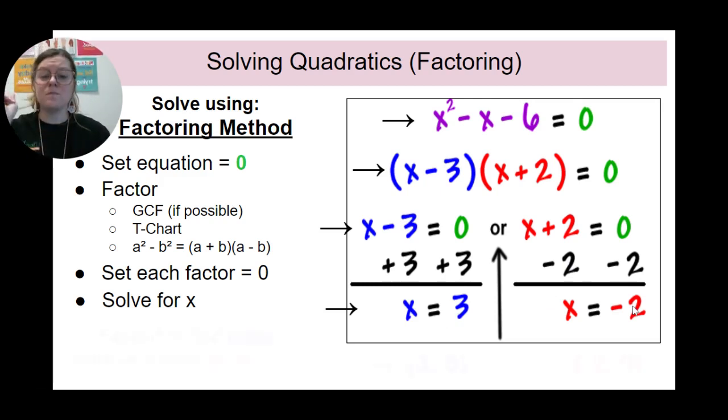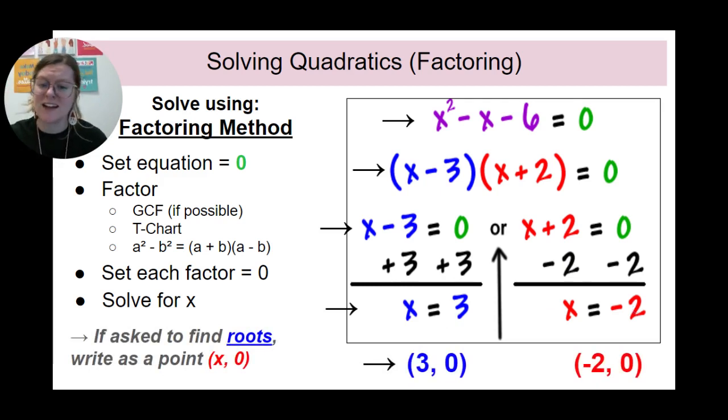We go one more step if they ask us to find the roots or the zeros, and we can write it as a point. X means our x value is equal to 3, and then remember we're crossing the x-axis where our y value is always 0, so you can just write it as a point (3, 0) or (negative 2, 0). I will let you know when I want either form.